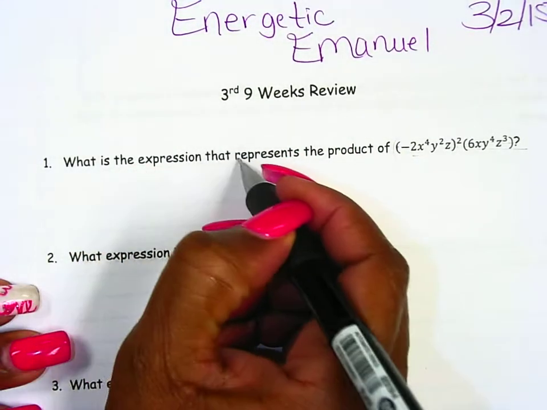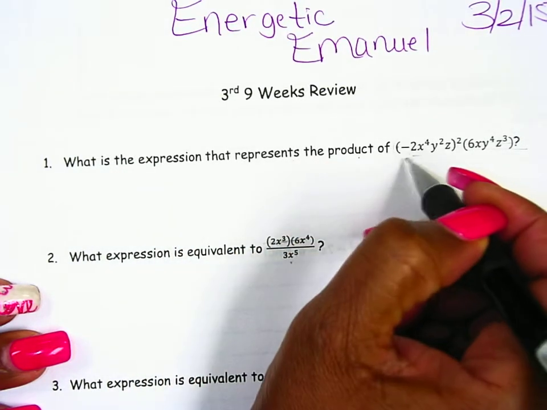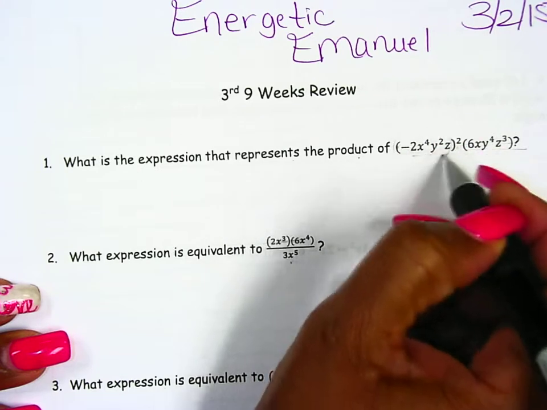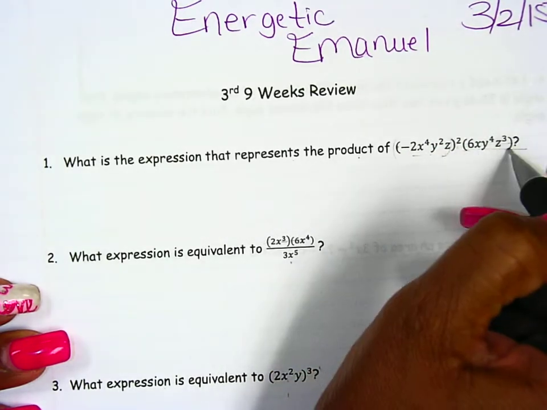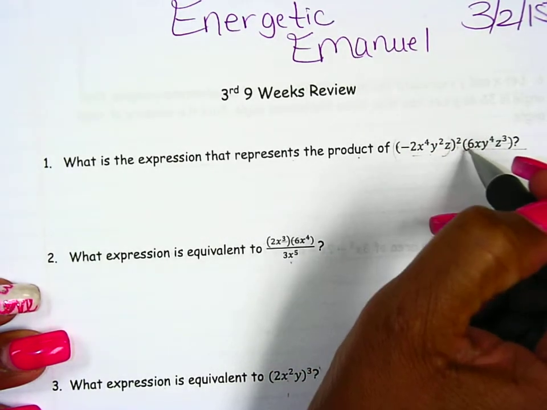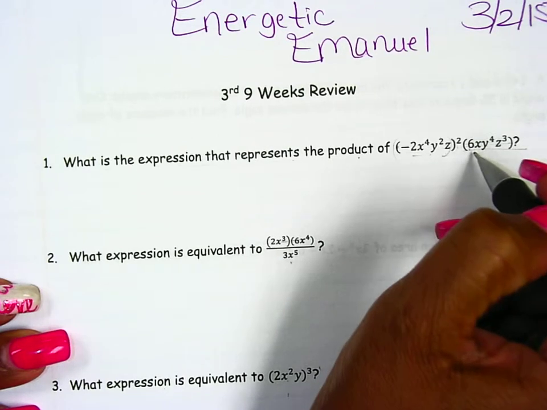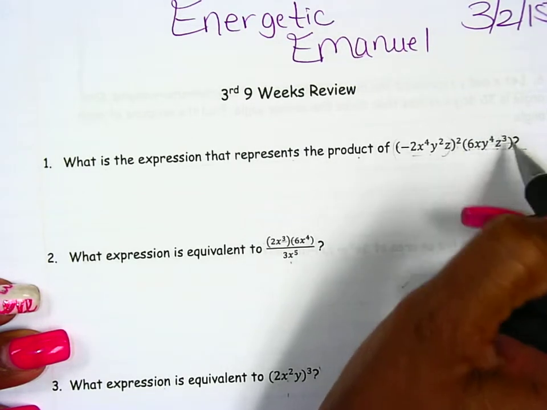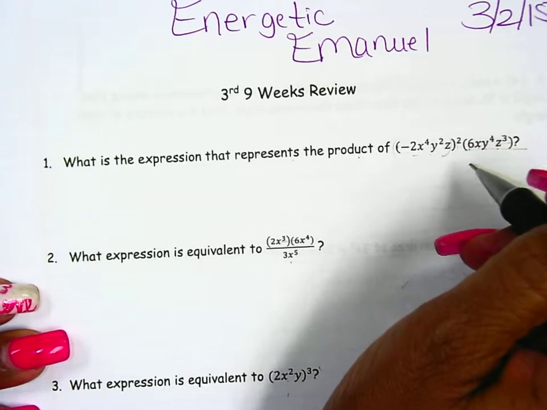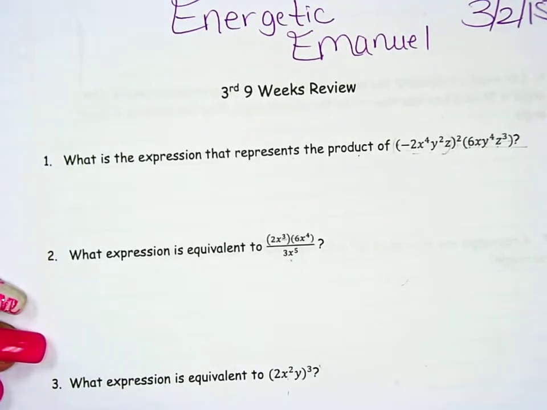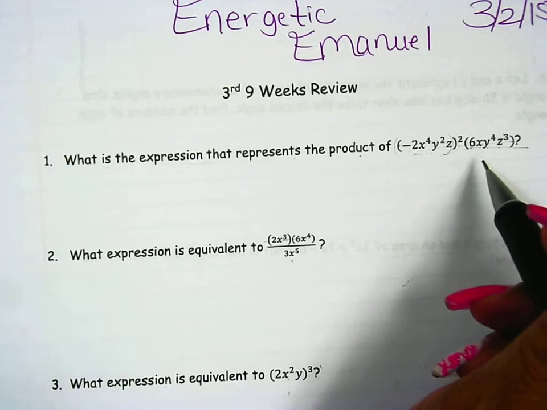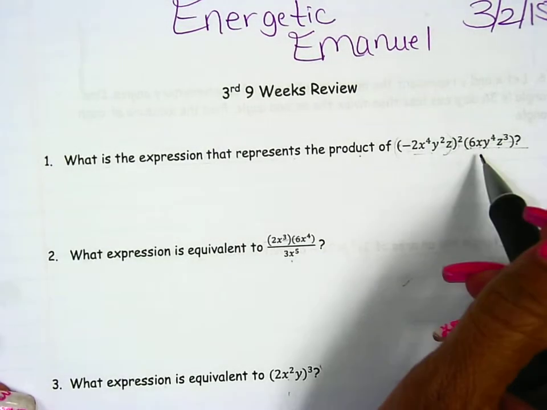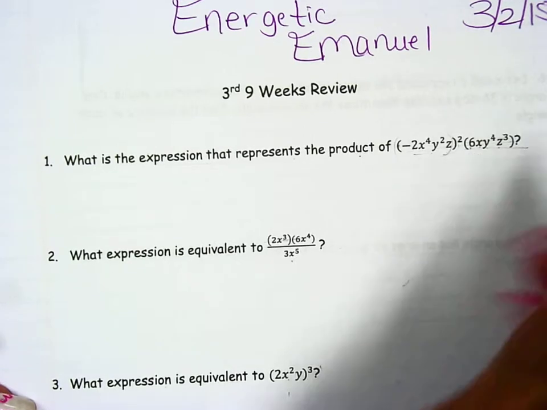Here is: what is the expression that represents the product of negative 2x to the 4th, y squared, z, all raised to the second power, times 6 times x, y to the 4th, z to the 3rd. So we're multiplying these monomials. So let's go ahead and do that. And when we multiply these monomials, we will get a monomial. We will not end up with a binomial. You can't end up with some adding and subtracting for this.